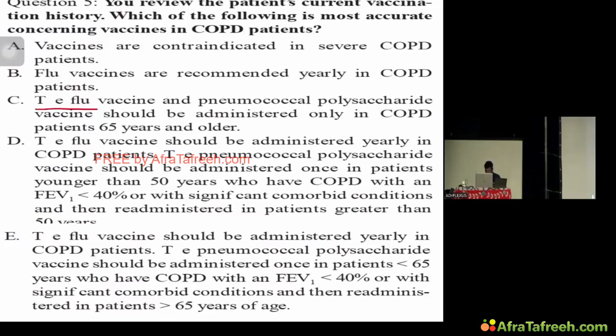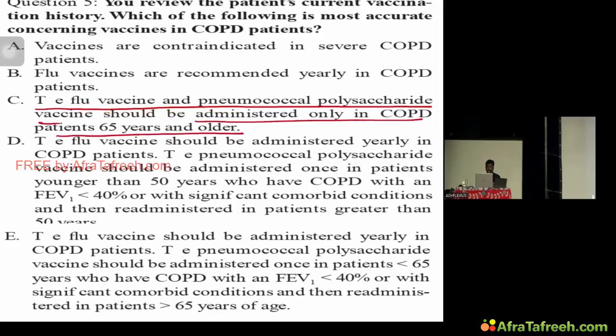So here they have given flu vaccine and pneumococcal polysaccharide vaccine should be administered only in COPD patients of 65 years or older. Okay. So flu vaccine, irrespective of any age, you have to give yearly. Okay. And pneumococcal polysaccharide vaccine in a COPD patient should be administered routinely after 65 years of age. Okay. But if he is a young patient, then one dose should be given once he is diagnosed with COPD, and followed by 65 years you have to go for a second dose. Okay. But for any COPD patient after 65 years it is mandatory. Okay. So based on this, which option tells that every year you have to give flu vaccine?